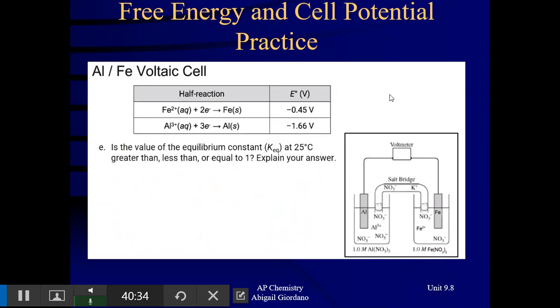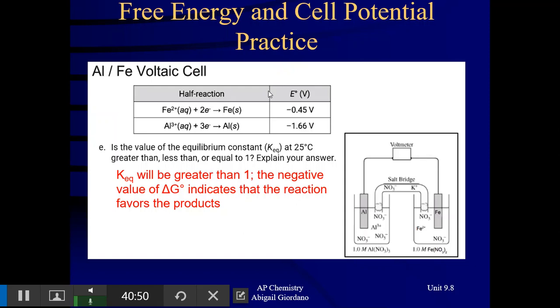Last part, and this goes back to a previous subunit, is the value of the equilibrium constant greater than, less than, or equal to 1? Okay, and I said it's going to be greater than because the delta G value is negative. That indicates that this reaction favors the products. And of course, guys, you know, the equilibrium constant is a ratio of products over reactants. So if the numerator is larger, that's going to indicate K greater than 1.